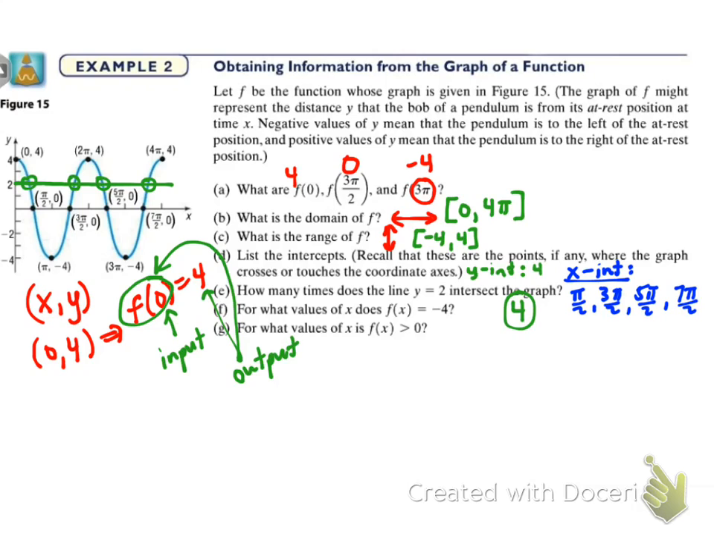Part F, for what values of x does f of x equal negative 4? So you should be thinking about this question as meaning, what are the inputs when the output is negative 4? And if you know where to look, these problems are actually really easy. Here we have an input of 3 pi when the output is negative 4. And over here to the left, we have the input of pi when the output is negative 4. So for what values of x? Well, what are the inputs? The inputs are pi and also 3 pi.